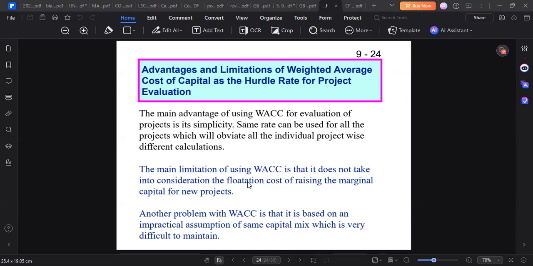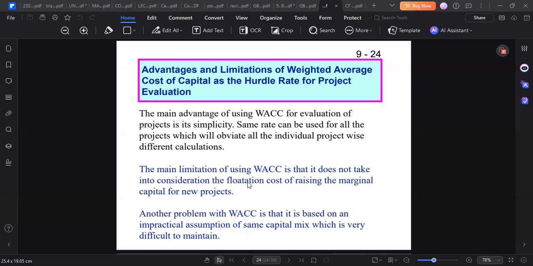The limitation is that it ignores what? The flotation costs. These are fees for issuing these new securities. They're called flotation costs. It also assumes that there's the same capital mix for every project, which is not usually realistic. Therefore, using the same WACC is risky. It can lead to bad decisions.